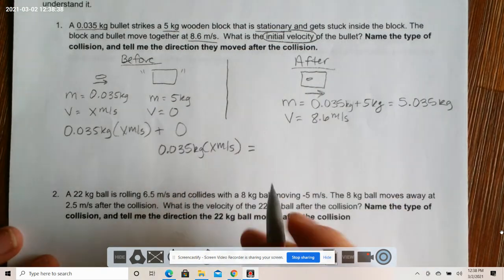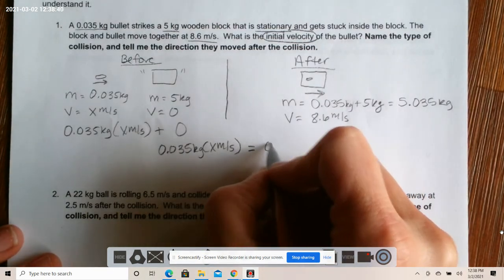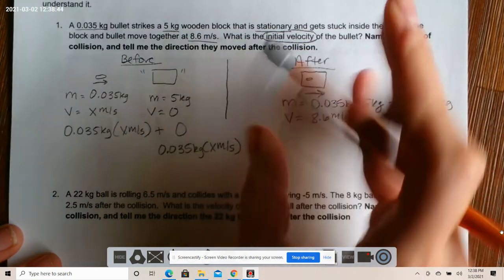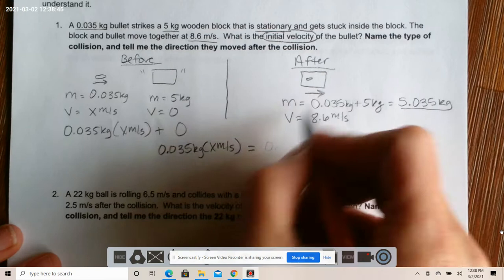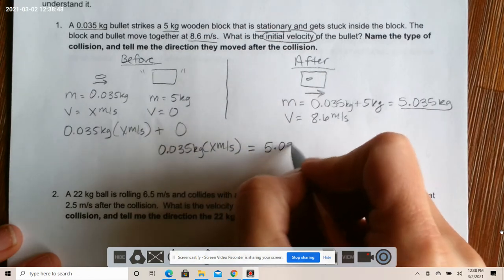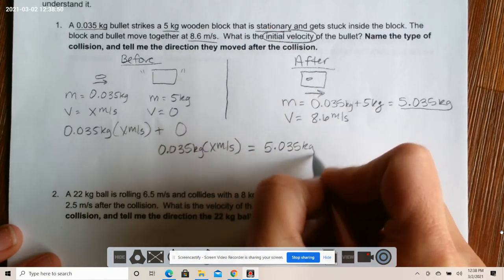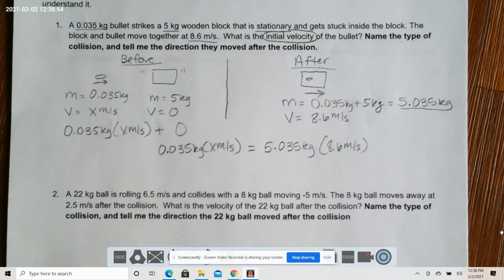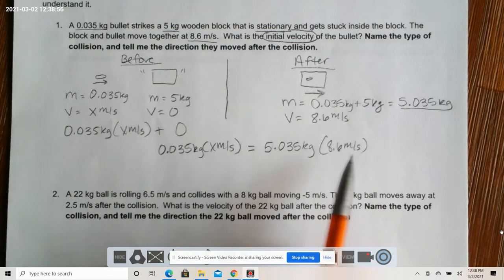Now down here, I do mass times velocity. So not 0 anymore. We added them together. We're using this mass. So 5.035 kilograms times a velocity of 8.6 meters per second. And now that's all I can do. So I have them across. I can solve right here.